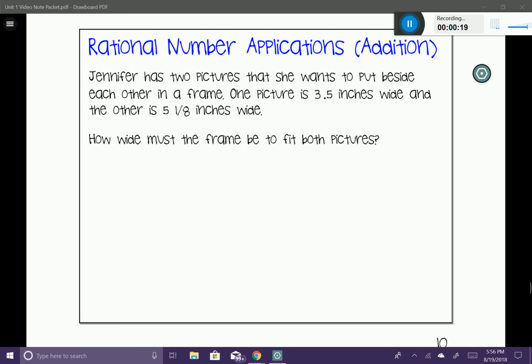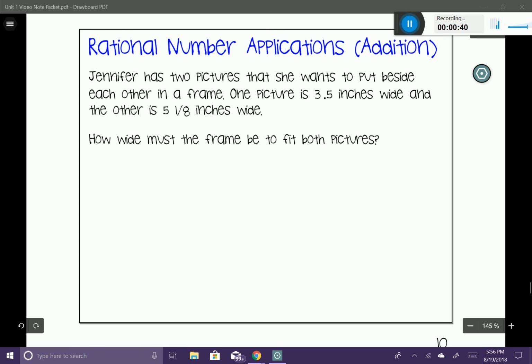Jennifer has two pictures that she wants to put beside each other in a frame. One picture is 3.5 inches wide and the other is 5 1/8 inches wide. How wide must the frame be to fit both pictures? So you can kind of see what we're working with here and why we're using addition.